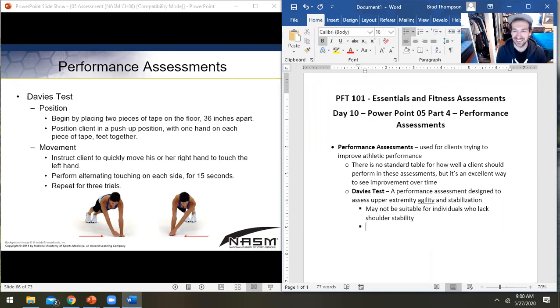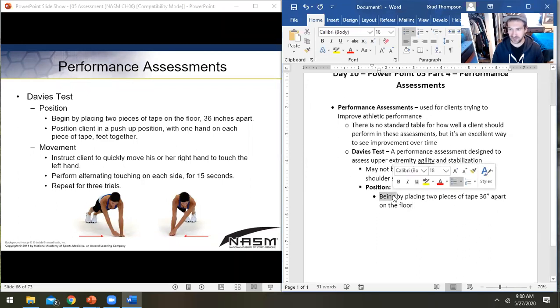So our position: you're going to want to have your client begin by placing two pieces of tape 36 inches apart on the floor. By the way, the standard tiles you'll normally find in most businesses are 12-inch by 12-inch tiles. So you can also just mark those, three of those in terms of length. Begin.